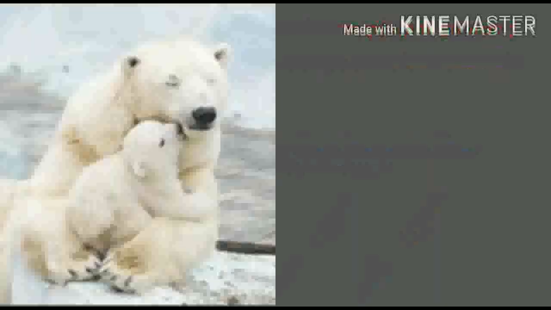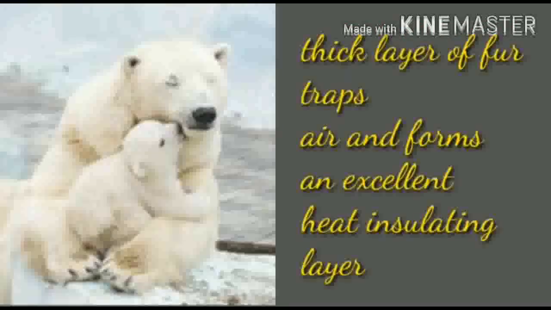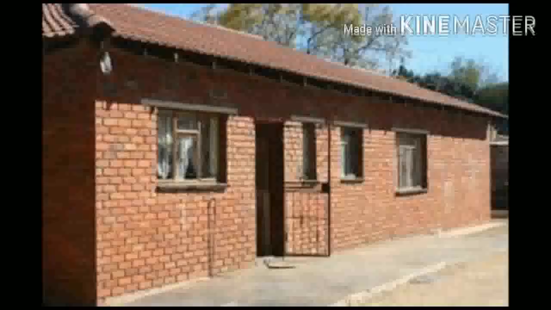Have you heard about the polar bear? Polar bears live in the cold Arctic region and they have a thick layer of fur. The fur traps air and forms an excellent heat insulating layer. The layer of trapped air keeps the animals comfortably warm even when the atmospheric temperature drops below minus 20 degrees Celsius. Like this, a house made up of bricks remains cool in summer because bricks are porous and trap air.